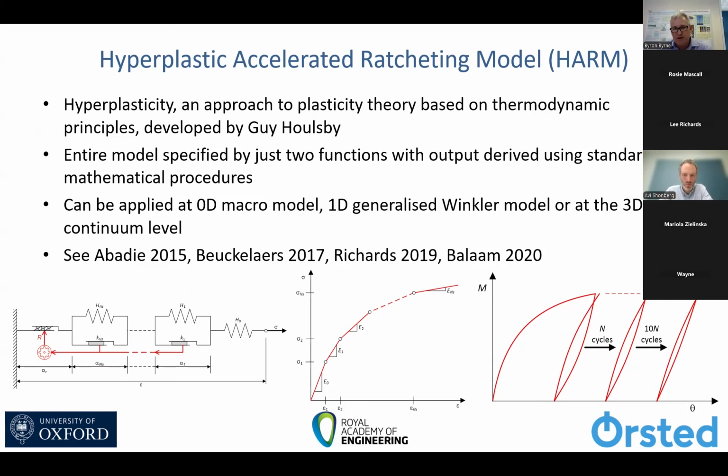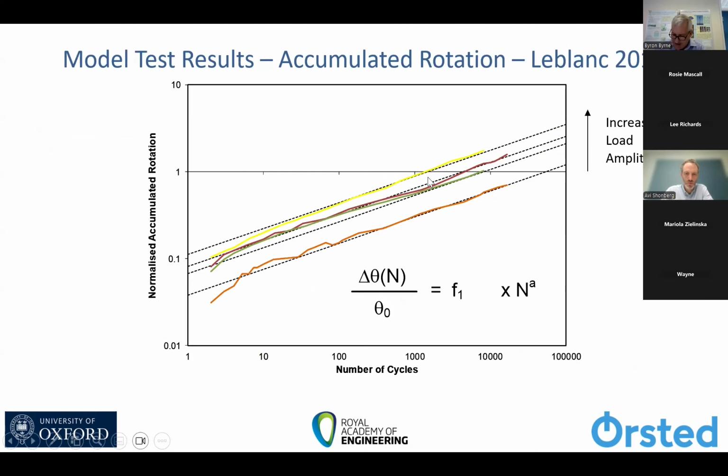But this sort of model can be applied at a macro element type level, a 1D PY Winkler type model, or even in the continuum. And it's proven to be very powerful. So the question is, how do you calibrate the ratchet?